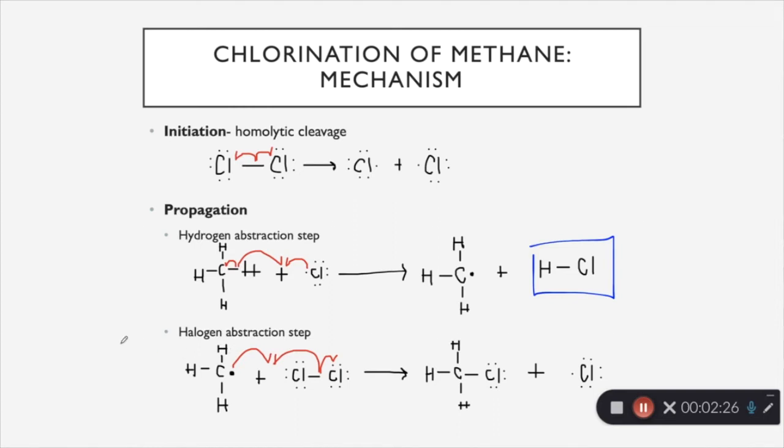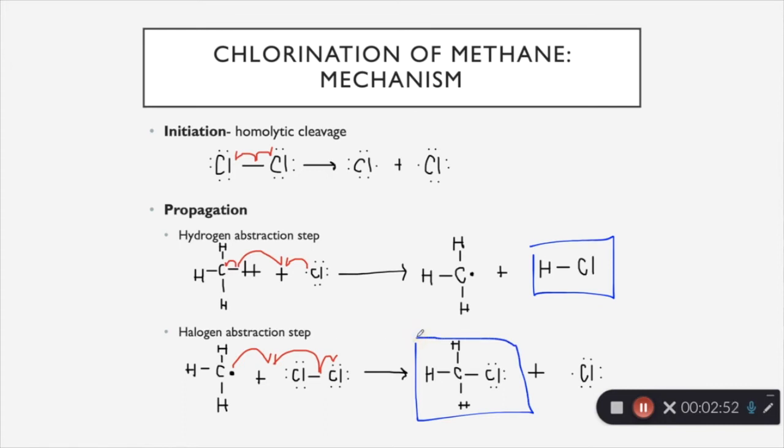The next step is a halogen abstraction. So we have our Cl2 here, and then that is going to create our methyl chloride here because the methyl radical is going to grab that chlorine, and then you're going to have chlorine left over. And so you can see here, this is also one of our other products.